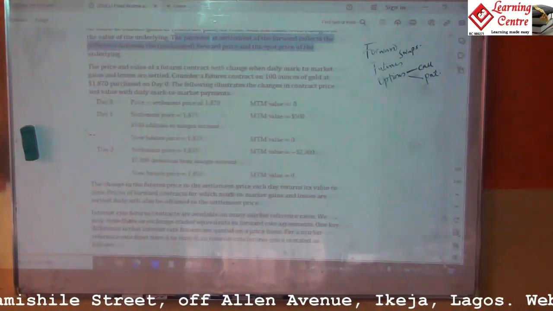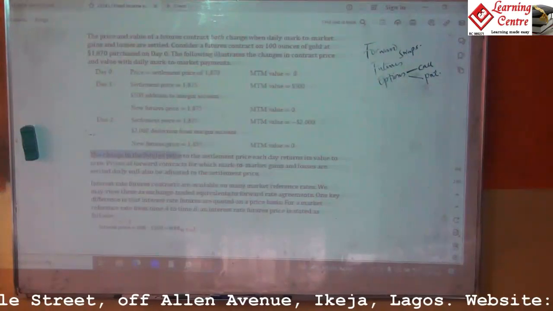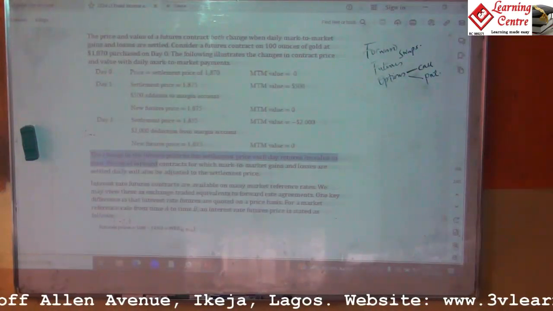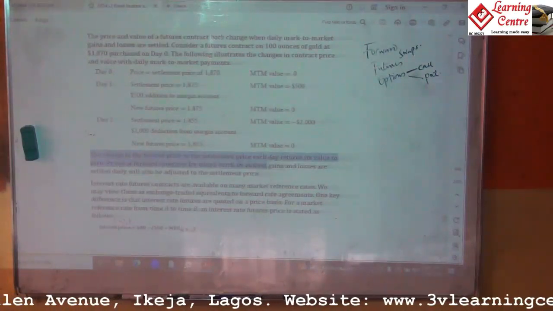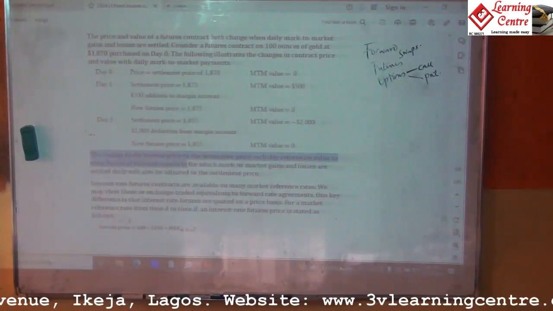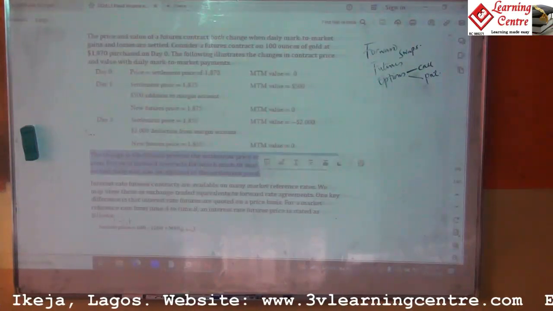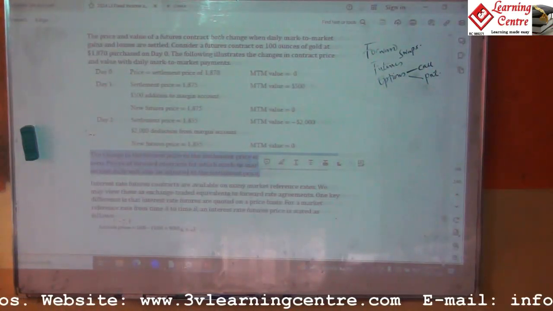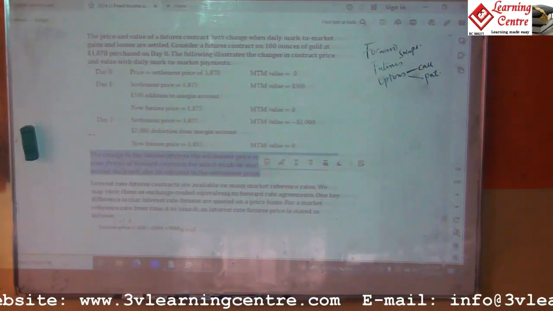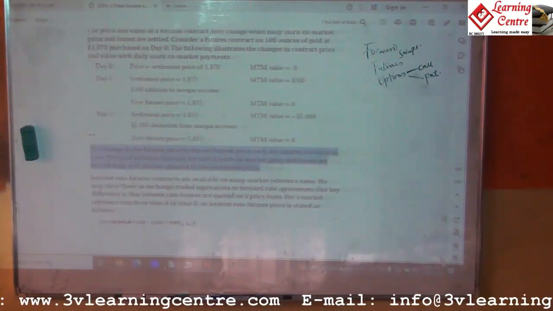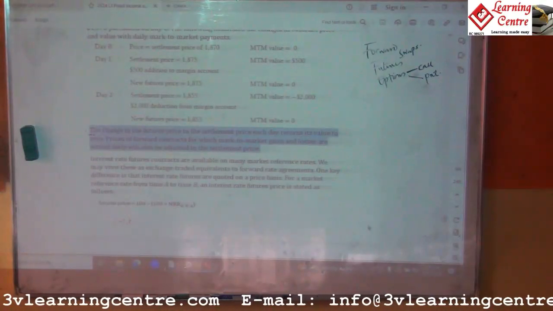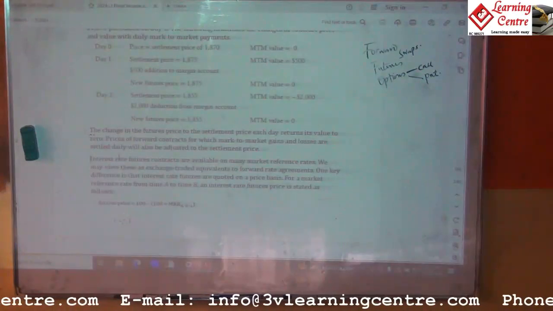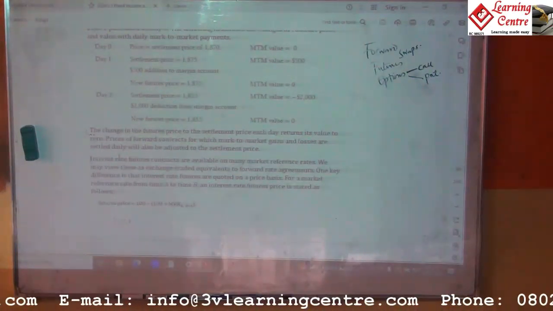So I continue. The changes in the futures price to the settlement price each day return its value to 0. Prices of forward contracts for which mark-to-market gains and losses are settled daily will also be adjusted to the settlement price. All these ones are stories, but the concept is the concept I've explained to you guys. Okay?